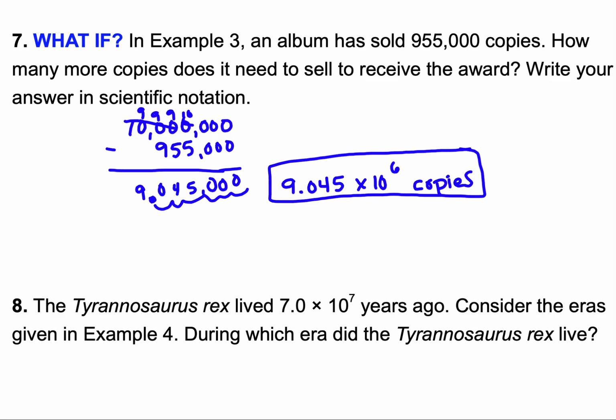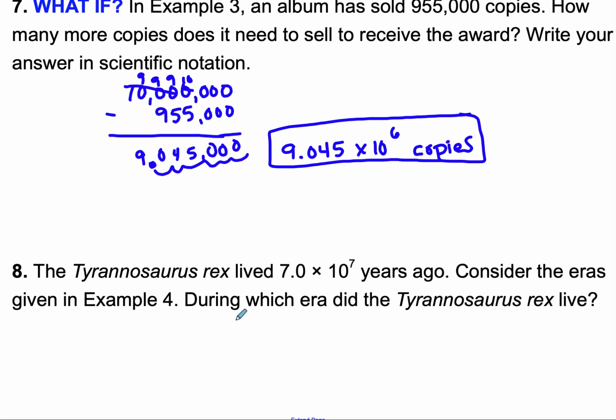All right, and then let's see, number 8. The Tyrannosaurus Rex lived 7.0 times 10 to the 7th power years ago. Consider the eras given in example 4. During which era did the Tyrannosaurus Rex live? Okay, let's start by putting this into standard form, and then we'll see where it falls.